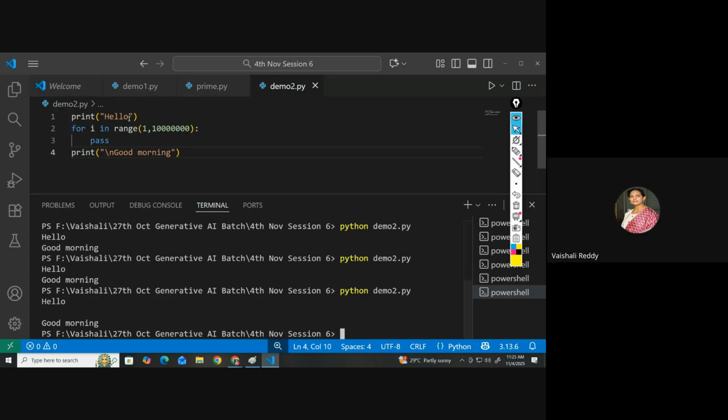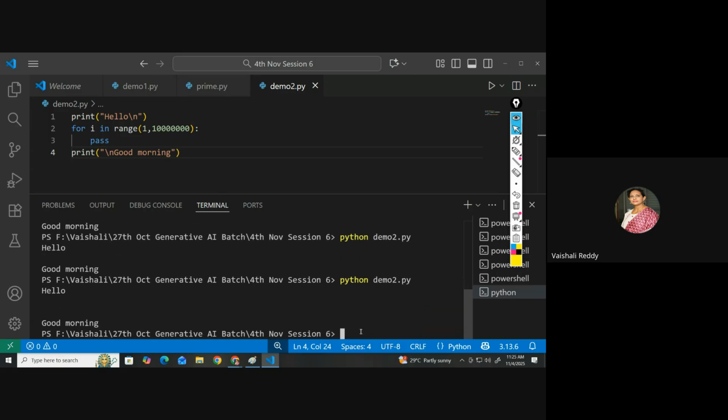Or after two lines, so after hello also I want to add a backslash n. So this will add one more line. Fair enough? Is this fine, Gaudi?